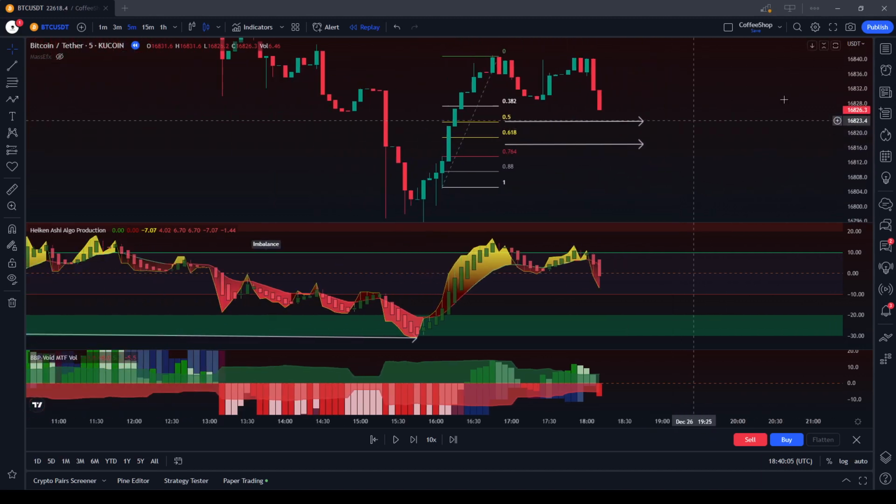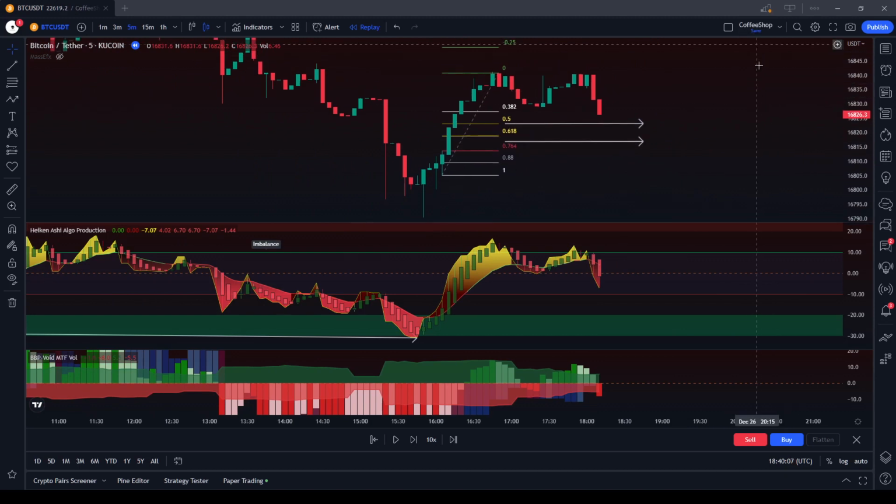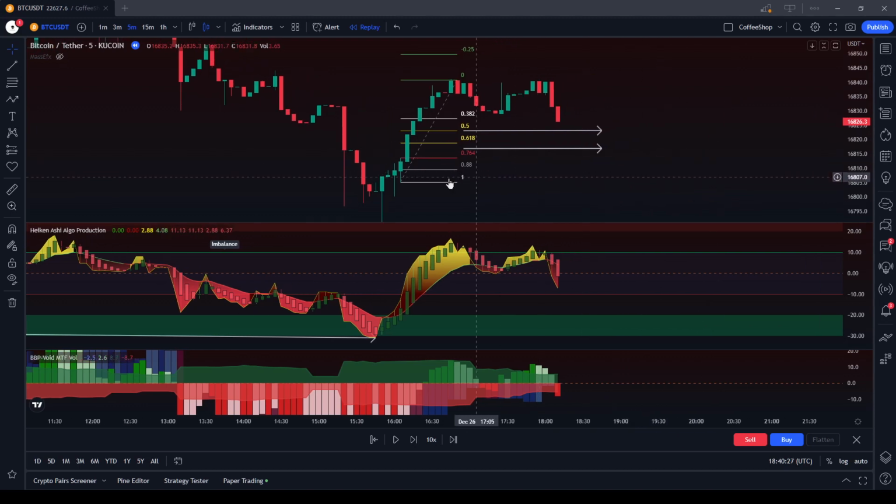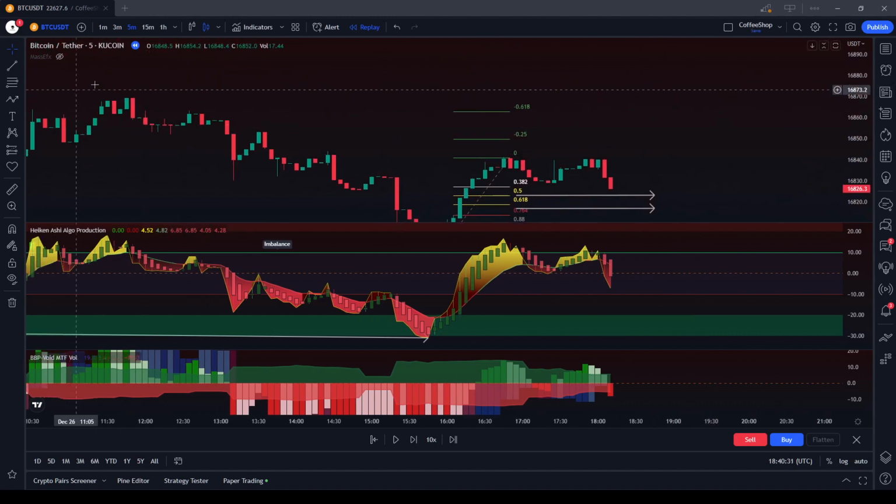Now, if this is a true break of structure, I'm having a little issue with my signal. It says that my internet is kind of slow, so I'm sorry if you guys can't see what you should be seeing.